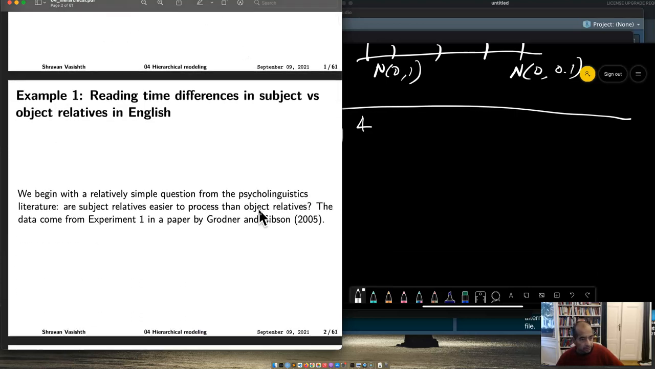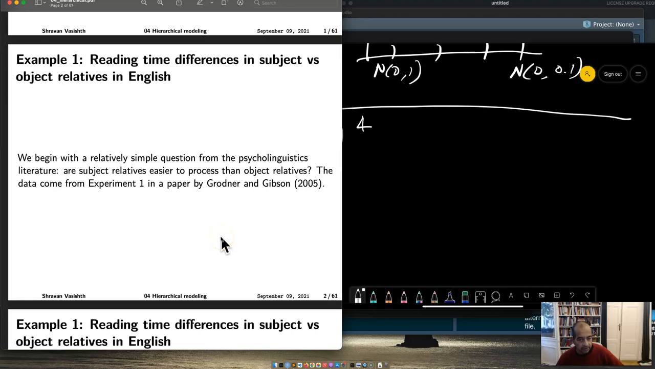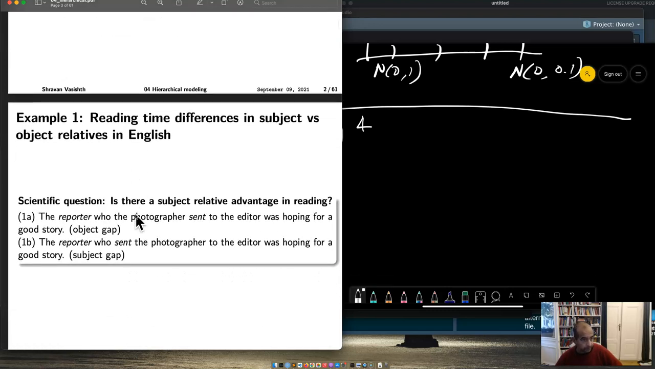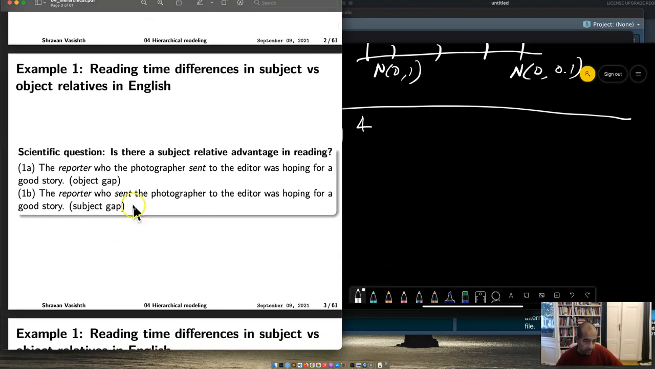Alright, so the issue that we're going to study in this lecture is a very simple experiment. We are going to look at a self-paced reading study that is quite a well-known study in psycholinguistics. It's by Grodin and Gibson, their experiment 1. And this study compares object and subject relatives reading times. Okay, so the scientific question is the following.